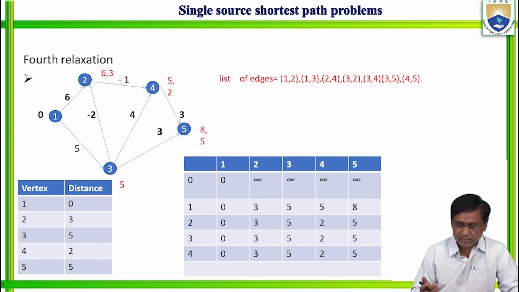So what are all the other vertices? One is the starting vertex. The remaining vertices are 2, 3, 4 and 5.